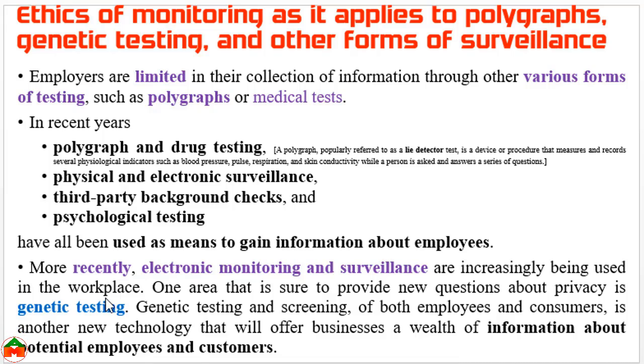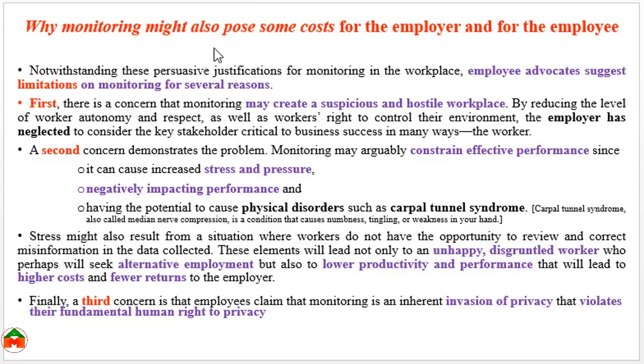For example, through genetic testing, the employer can get information about the family members of the employees. In that case, businesses can gain wealth due to the collection of information about potential employees and customers. That's why there is an ethical issue. That type of ethical issue should be dealt with in a careful way, because the employees will be impacted by the use of such technologies. Monitoring might also pose some cost for the employer and for the employee.